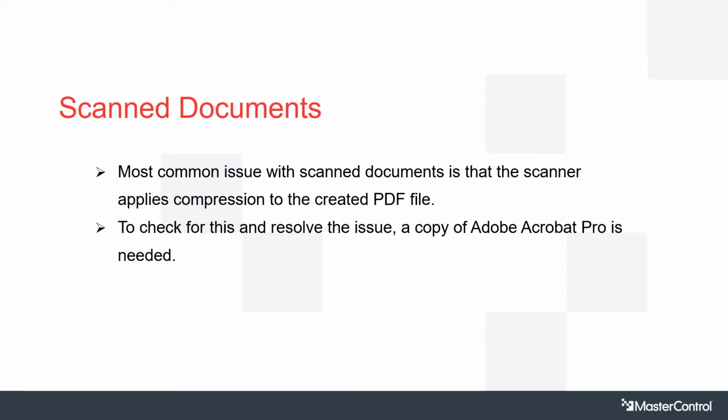AdLib and MasterControl have a little bit of a problem checking or handling these. It's gotten better, but we still see this from time to time. To resolve this, you're going to need a copy of Acrobat Pro because we're actually going to have to open up that scan document and remove the compression. The other option is to rescan all your documents without the compression. That's usually a setting on your scanner, but nobody I've ever talked to wants to do that.